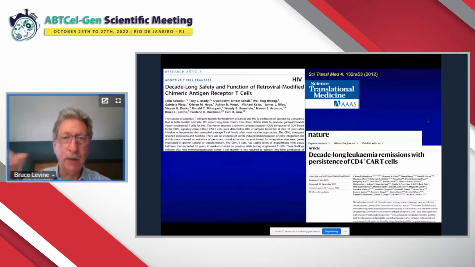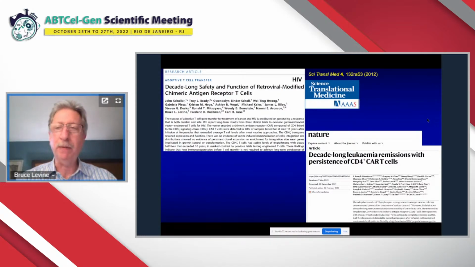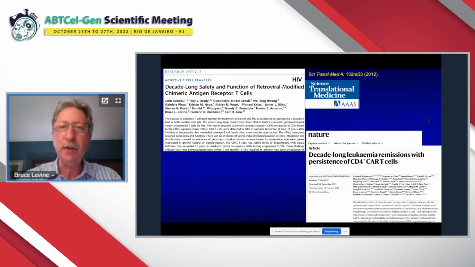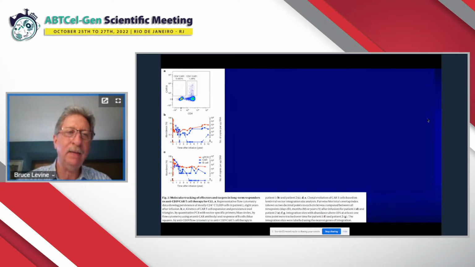Now, earlier this year, we presented decade-long follow-up on our leukemia CAR T-cell trials, but we actually started in HIV. That's shown in the top left, where we showed decade-long persistence of CAR T-cells in trials in HIV subjects. Now, earlier this year in leukemia, and let me tell you a little bit about the findings there.